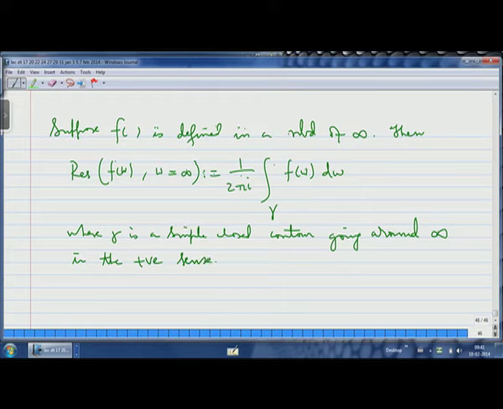So this is exactly the definition that you would have made for a point in the complex plane, and this is the same definition I am using for the point at infinity. But then there are 2 or 3 things that one has to be careful about. The first thing is: what do you mean by a contour that's going around infinity in the positive sense?